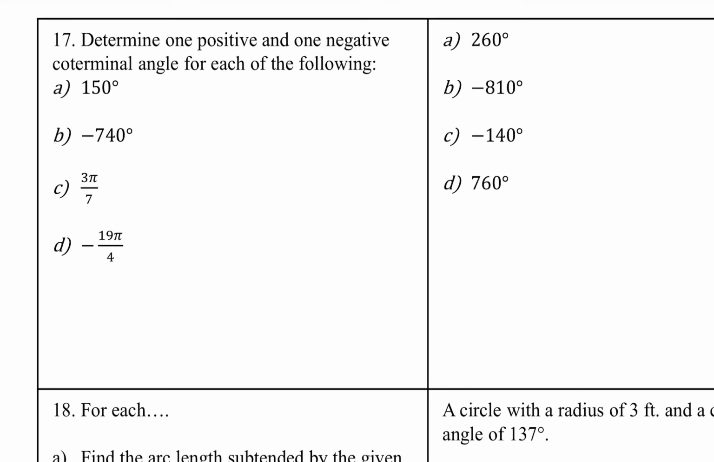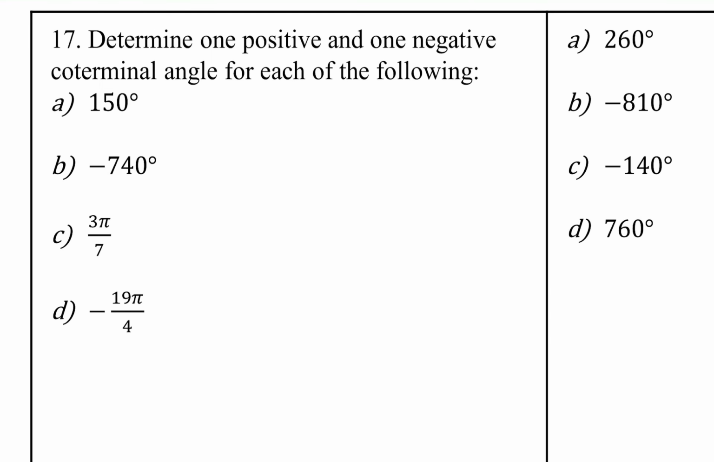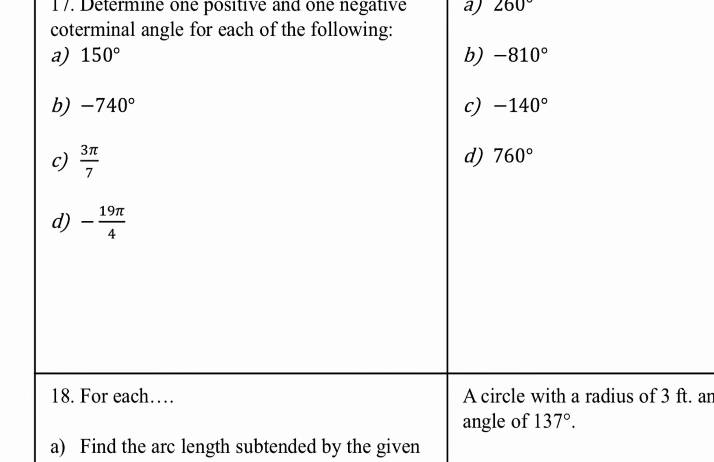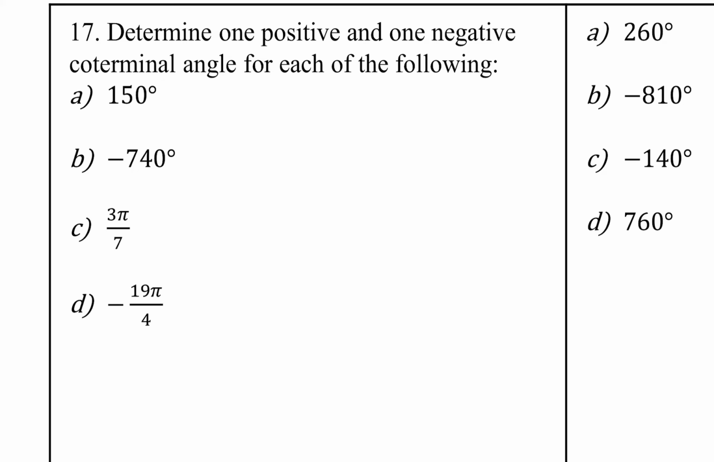All right, on to 17. It says determine one positive and one negative coterminal for each of the following. And then I gave you 4 degrees and 4 radians to practice on. So make sure you do all 8 of those. But we're going to just do this here with just these 2 and 2.